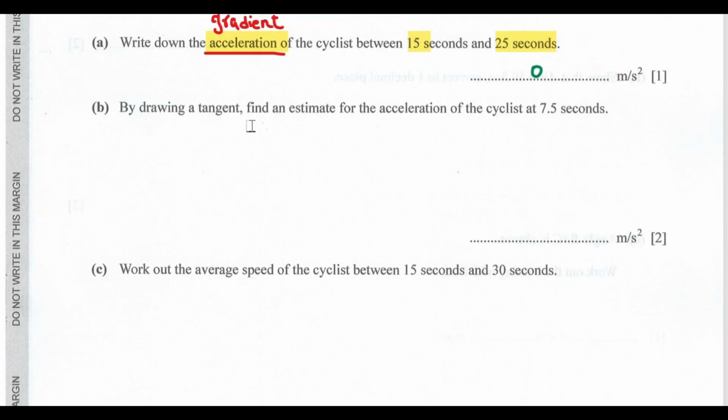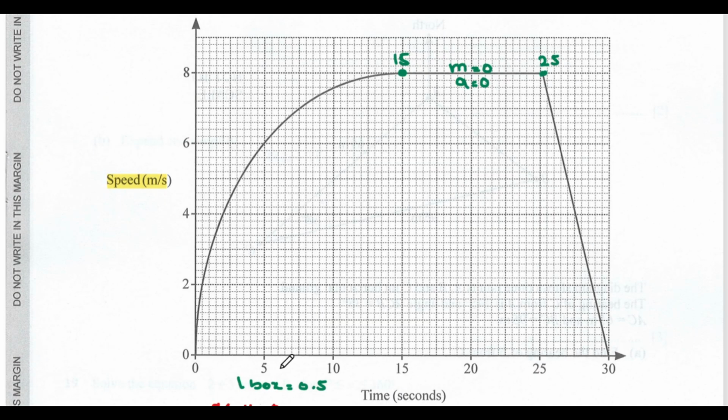B part says by drawing a tangent, find an estimate for the acceleration of the cyclist at 7.5 seconds. So at 7.5 seconds, I will draw a tangent and then measure the gradient of the tangent to find the acceleration. On the x-axis, one box is 0.5 seconds, so 7.5 comes here. So I will mark this point on the graph as well, and now I'll draw a tangent at this point.